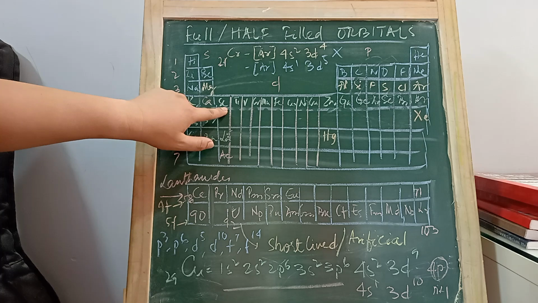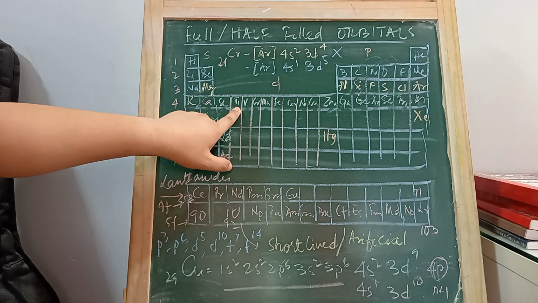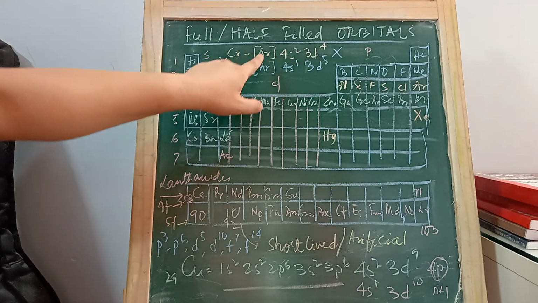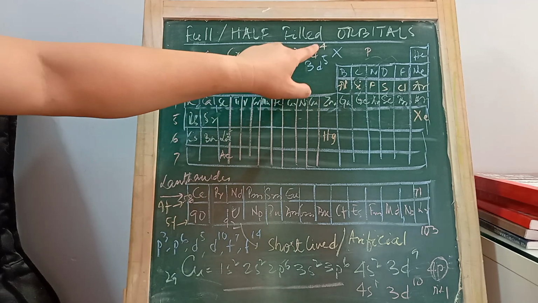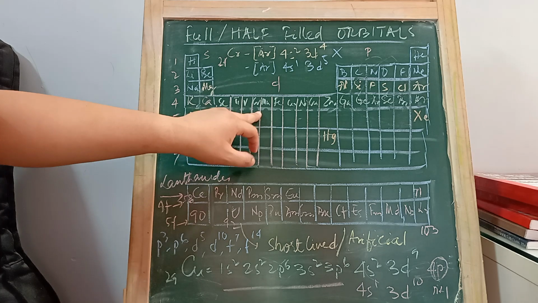For scandium, how will you write? You will write argon, then 4s2, then 3d1. For titanium, argon, 4s2, then 3d2. For vanadium, argon, 4s2, 3d3. So obviously for chromium, you will write 4s2, 3d4.